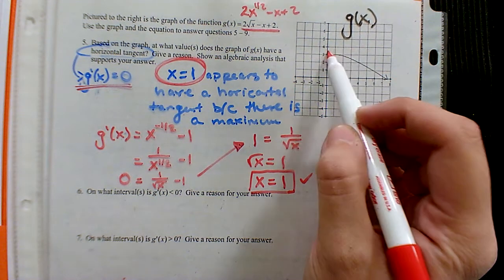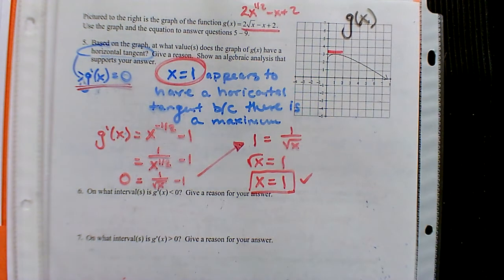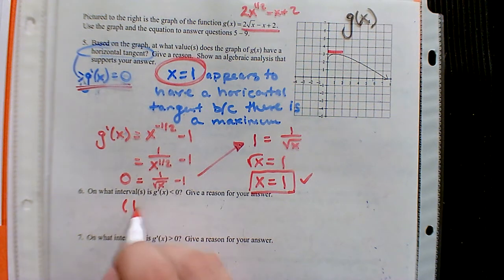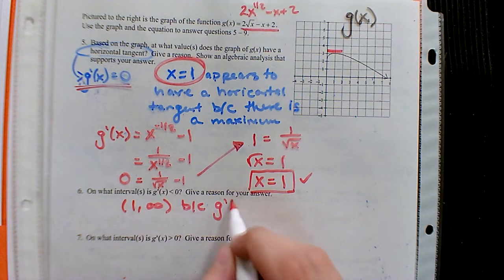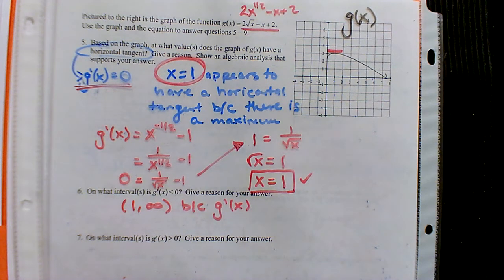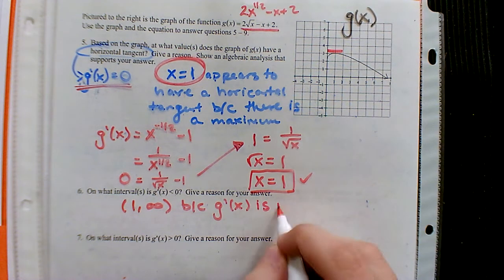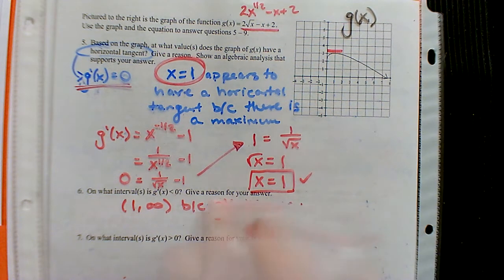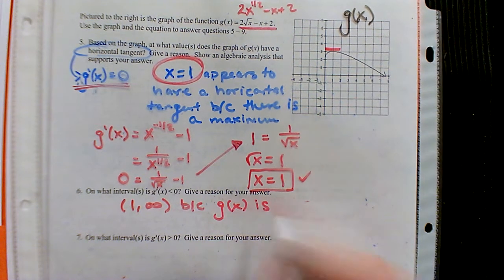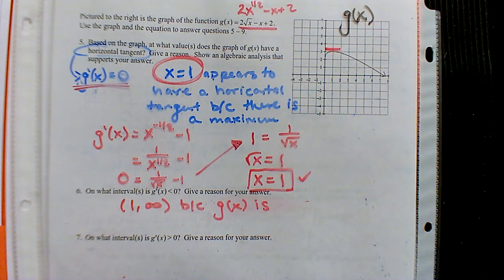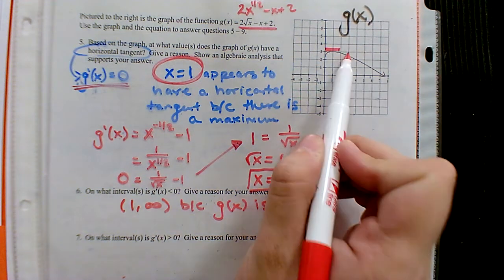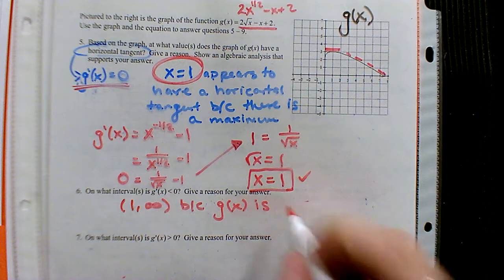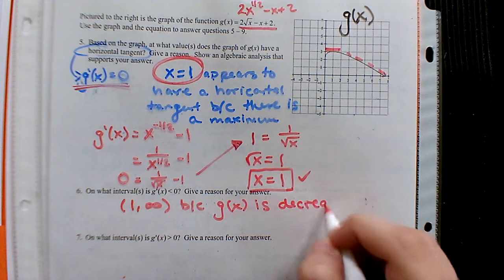Let's see, we had a level slope at 1. What do you think, Vinny? 1 to infinity. Good, because we said the slope, or g prime of x, the derivative is, or sorry, g of x, the original function. How'd you know it was from 1 to infinity, Vinny? Well, 1 is the max and it's coming down. The original graph is going down after that. So g of x is decreasing.